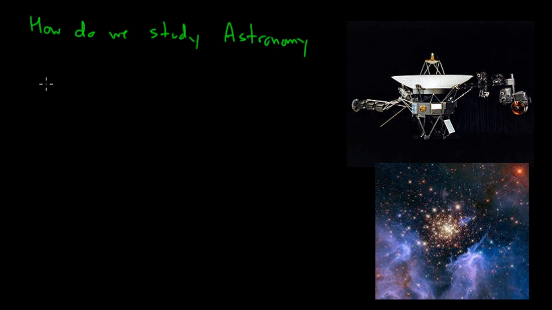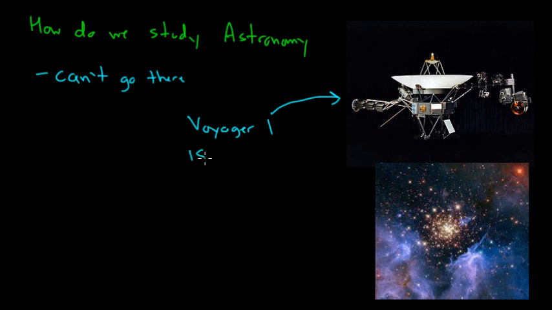Because the first thing that we notice is that for anything outside of the solar system, we can't actually go there. For instance, this picture right here is of a spacecraft called Voyager 1, which was launched in 1977 and is right now 18 billion kilometers away from the Earth. It is the farthest object made by humans away from the Earth.